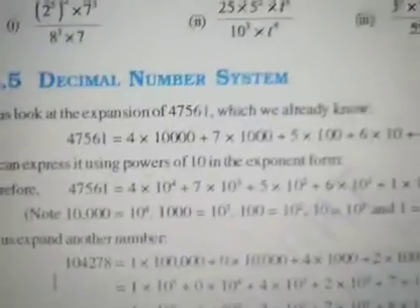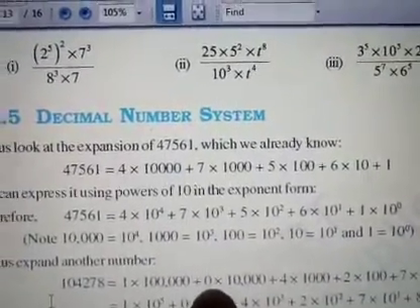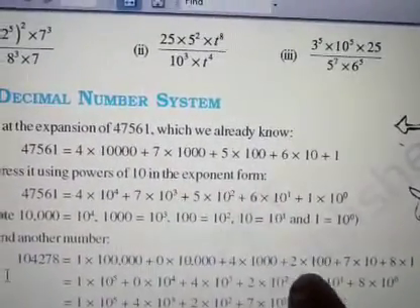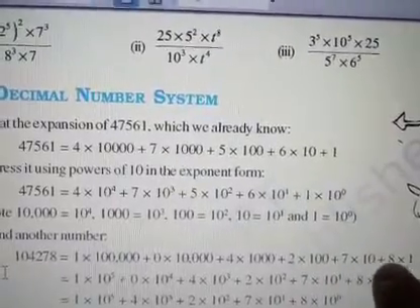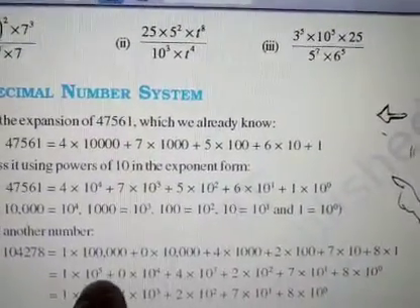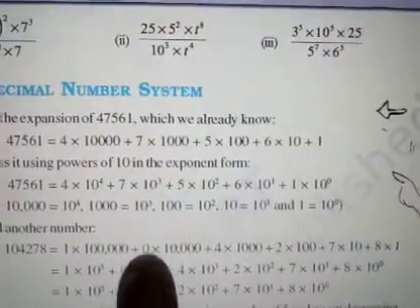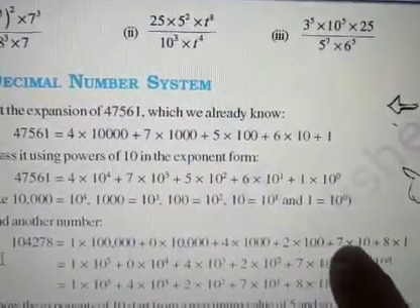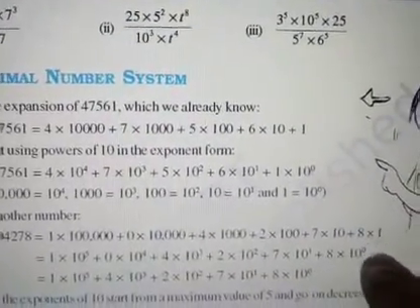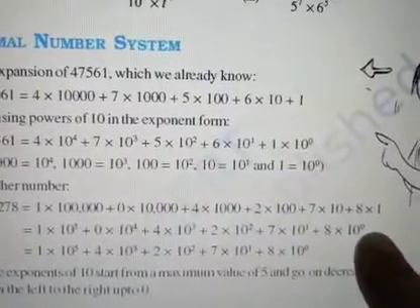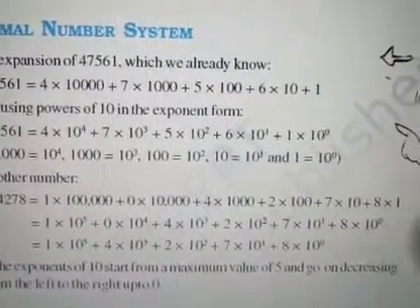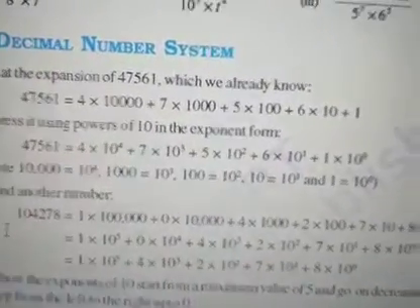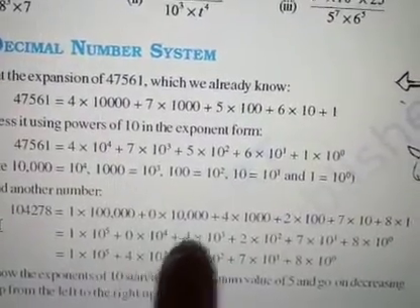1,04,278. So what will you do? 1 into 1 lakh plus 0 into 10,000. Yes, because 0 is there. Next, 4 into 1,000 plus 2 into 100 plus 7 into 10 plus 8 into 1. So 1 into 10 power 5. Correct? Plus 0 into 10 power 4 plus 4 into 10 power 3 plus 2 into 10 square plus 7 into 10 power 1 plus 8 into 10 power 0. Don't forget to put this 0, children. Now, 0 into 10 power 4 is nothing but 0, so you don't want to include this.